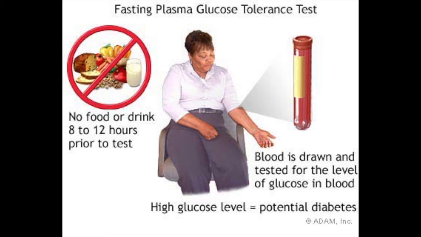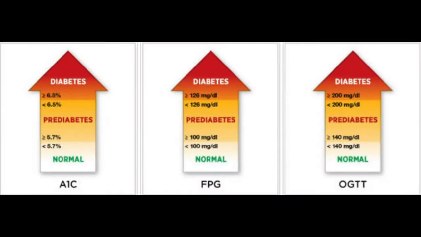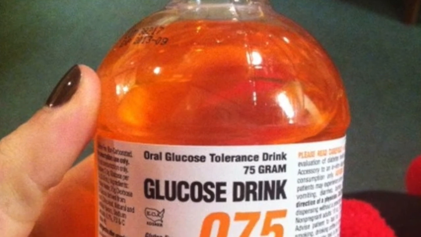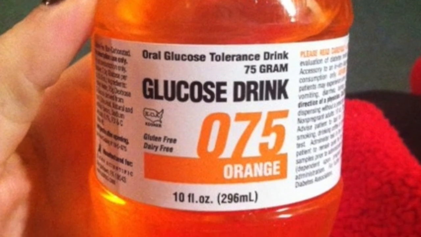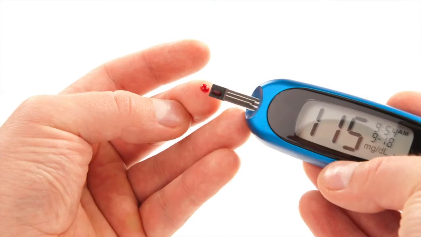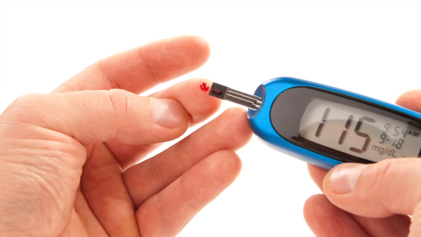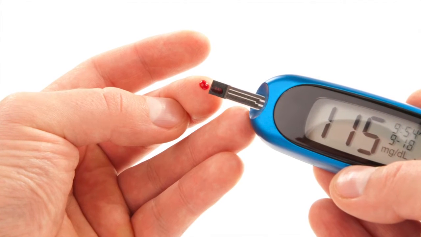The next test is the oral glucose tolerance test, also called the OGTT. The OGTT is a 2-hour test that checks your blood glucose levels before and 2 hours after you drink a special sweet drink. There's also the random casual plasma glucose test. This test is a blood check at any time of the day when you have severe diabetes symptoms.